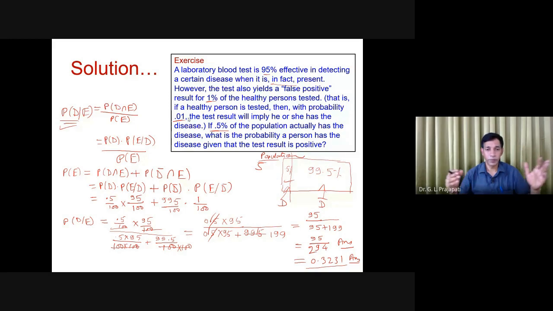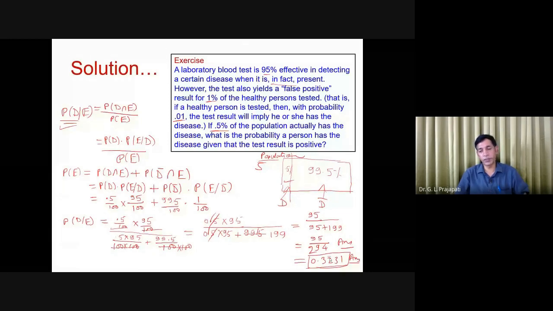If we are dealing with a large population, a big size of population, even 0.01 or 1% false positive can create a problem. So if a person is tested and has doubts, even if it is not 0.5%. The probability that the person has the disease, given that the test result is positive, comes to 0.3231. This is amazing.